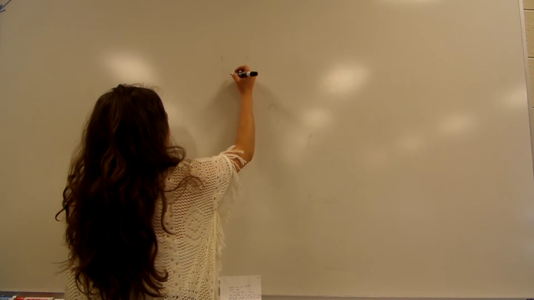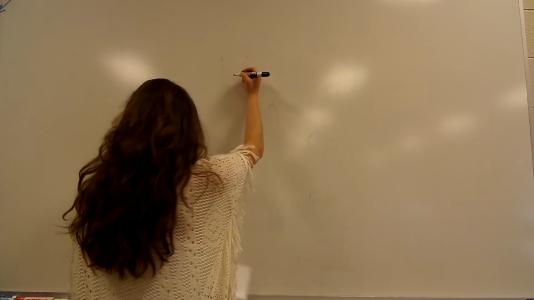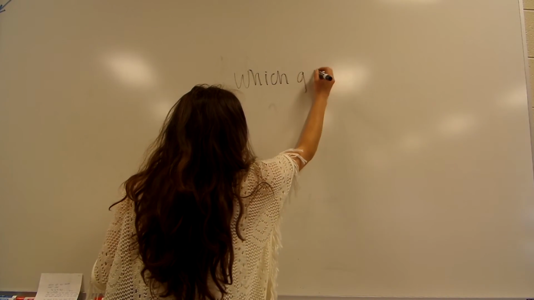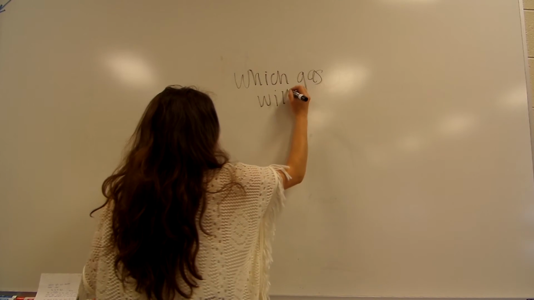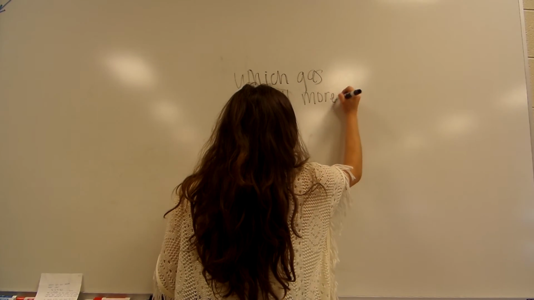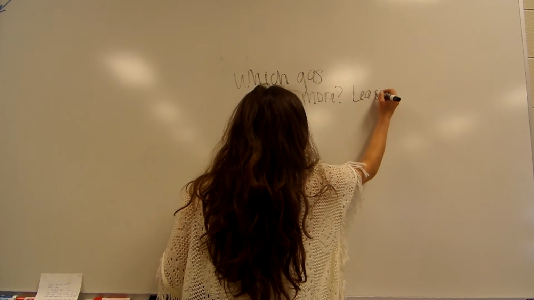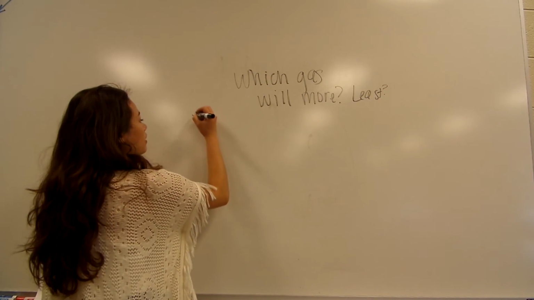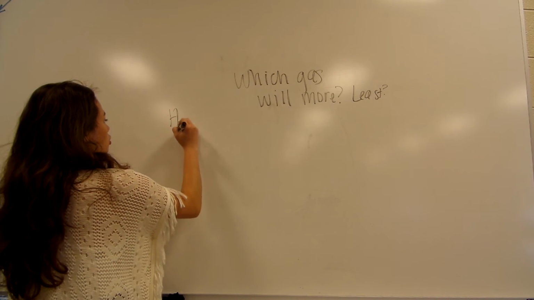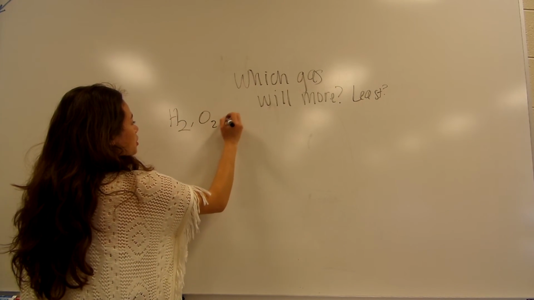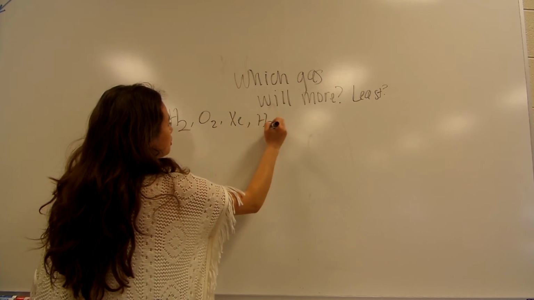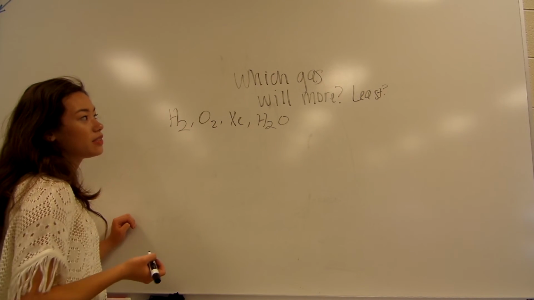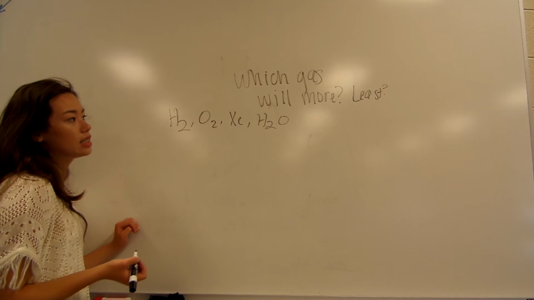So finally, we have an example problem, and that is which gas will deviate more or least, according to the ideal gas law. So out of the H2, xenon, and H2O, you can pause the video and find out which one will deviate more or least.